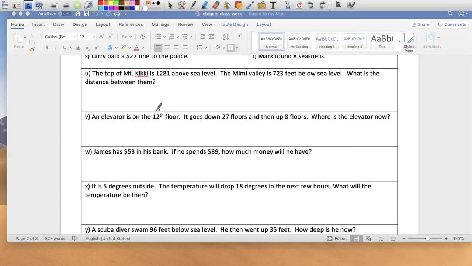Where are we? The elevator. Okay, so let me do the elevator as an expression, and then maybe we can do some drawings. So it's on the 12th floor. And I want you to do, we're adding today, right? So adding, and then it goes down 27 floors. So if it goes down 27 floors, how do we represent that? Like that. Then adding, what are we adding to that? Him going 8 floors. So going 8 floors is represented by a positive integer.